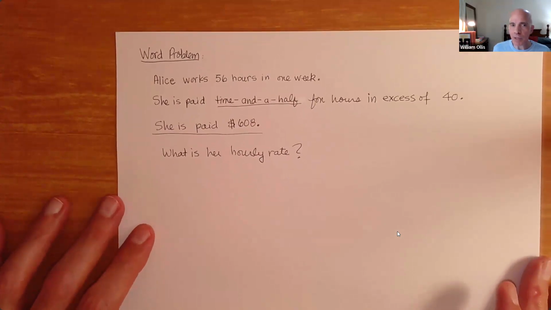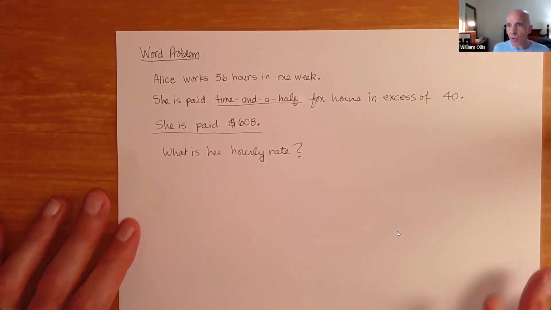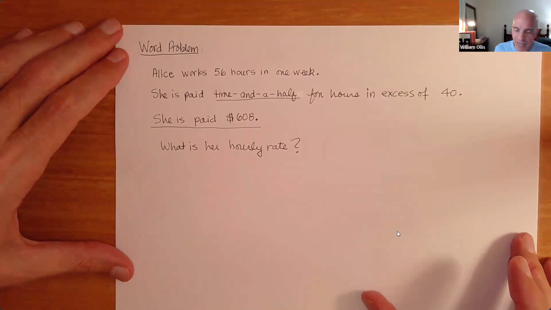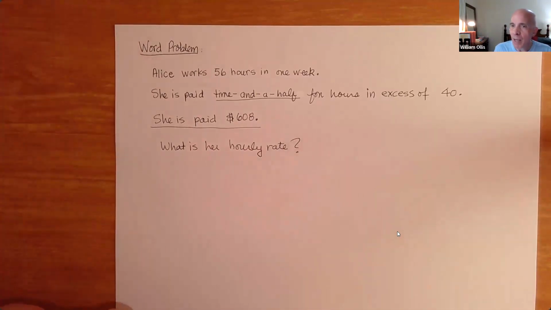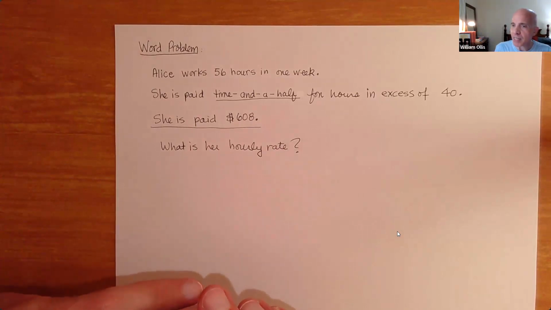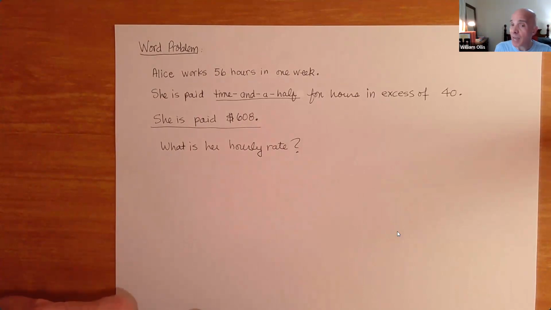So a very simple equation. There are times when I'll have a problem stated or typed, but sometimes it's nice just to write down the problem as if you're teaching it to someone. So again, Alice has worked 56 hours and she gets time and a half for hours in excess of 40, and she's paid $608. What is the hourly rate?